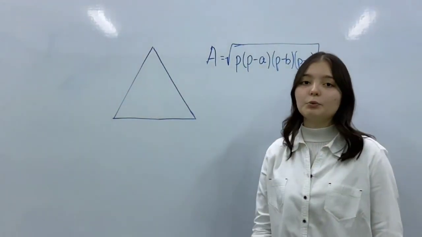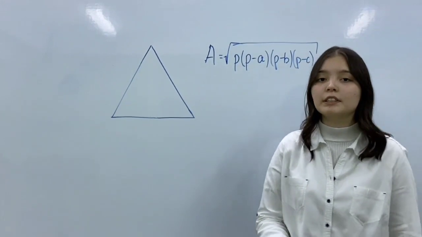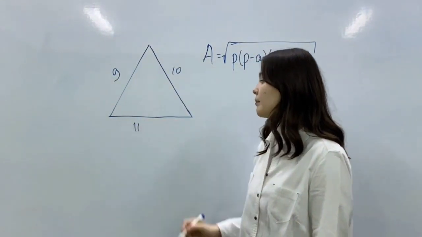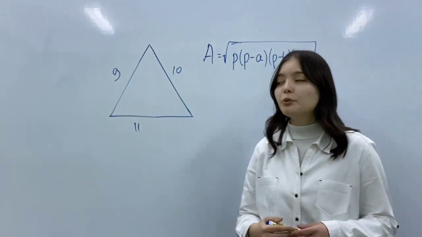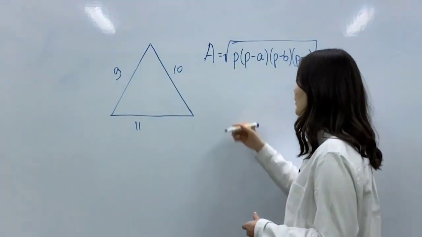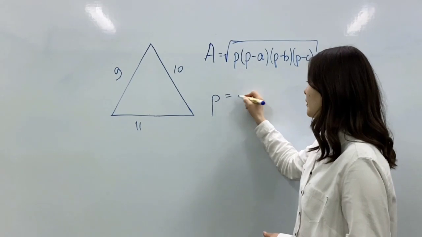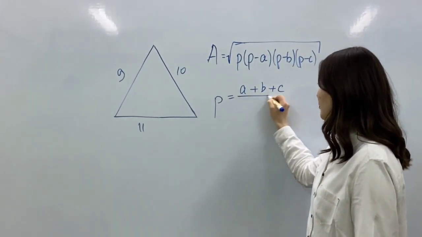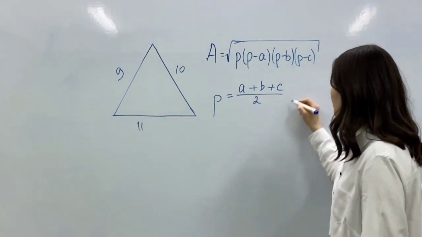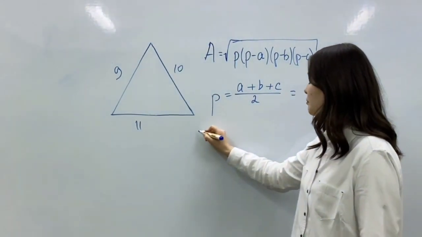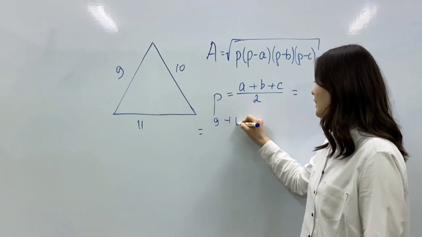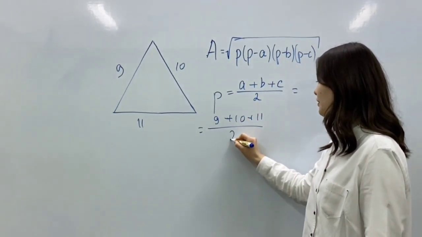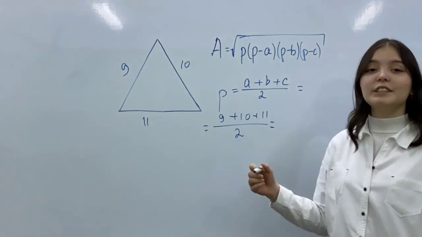Let's say that we have a scalene triangle with sides 9, 10, and 11. The first thing that we need to do is find the half perimeter. For the half perimeter, we find it this way: the sum of every side over 2. It will be 9 plus 10 plus 11 over 2, and it will be 15.